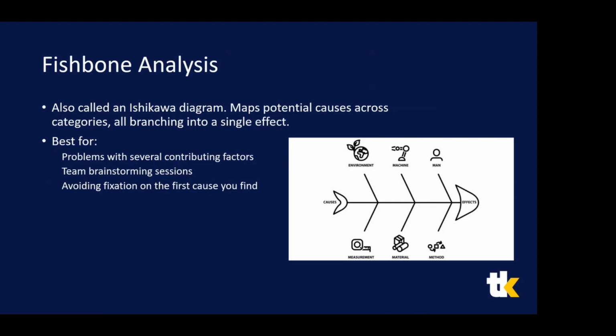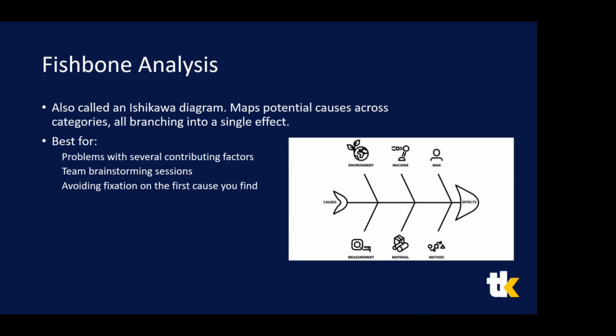These are best for problems that have several contributing factors, typically environmental, machine-related, man-related, process or methods, materials or available resources, and then just tools of measurement. You can even split it into different business units. It has a lot of flexibility for what those categories are. But as we all know, most problems have several contributing factors. So I like the Fishbone analysis for that reason.